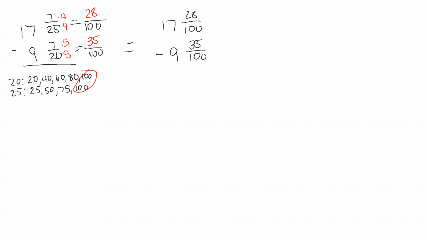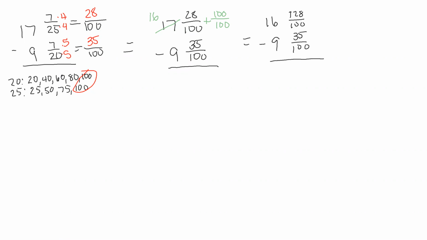So I think at this point you can see that we need to borrow. I cannot take 35 from 28. I borrow 1 from the 17. And then the 1 that I borrow, I add it right back in as 100 over 100. I clean up again. This time I have 16 and 128 over 100. Again, don't sweat the fact that that's improper. It's going to get fixed just in a second.